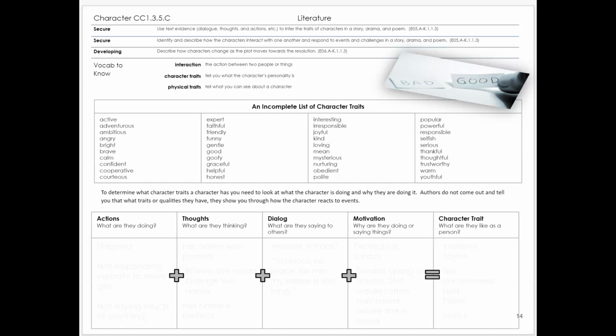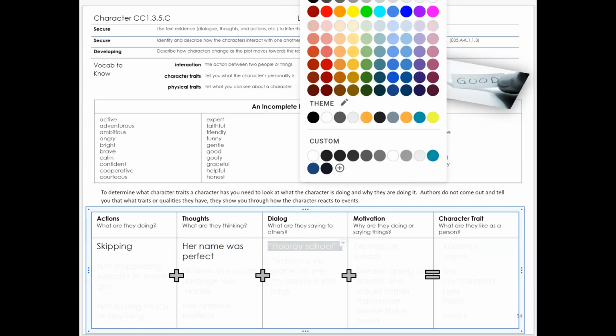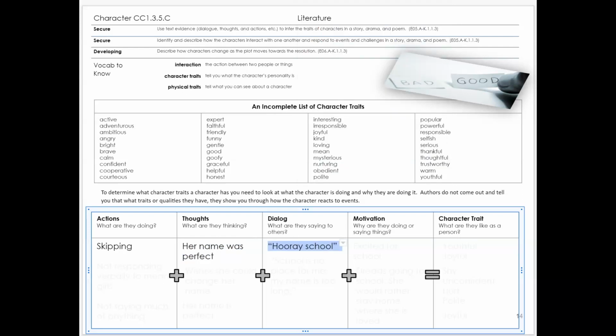What I'm going to do is break down here using actions, thoughts, dialogue, and motivation, why they're doing something, using Chrysanthemum as an example. So in the story Chrysanthemum, in the beginning, she was skipping. And she was thinking things like her name was perfect. Meanwhile, she's saying to other people things like, hooray, school. So her thoughts and her words are matching each other here.